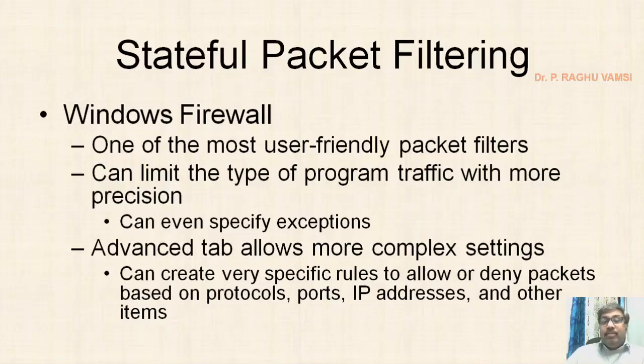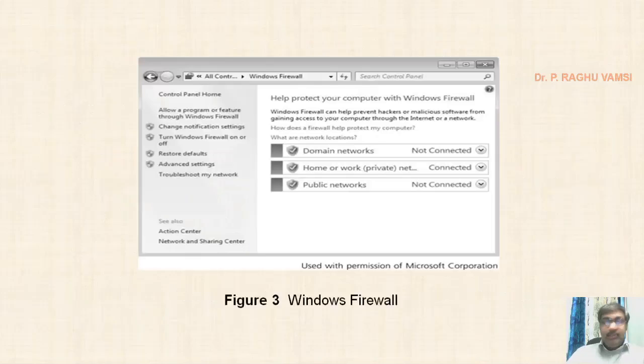The Advanced tab allows more complex settings. You can create very specific rules to allow or deny packets based upon protocols, ports, IP addresses, and other items. I will provide you a video afterwards on how to set this packet filtering in the Windows operating system. You may go through that.